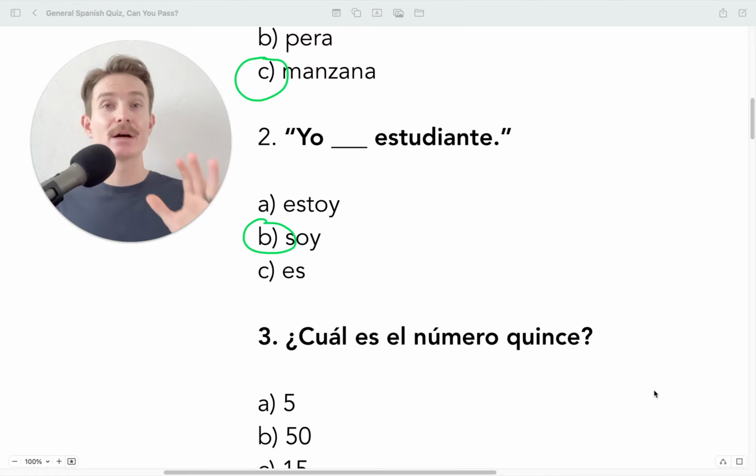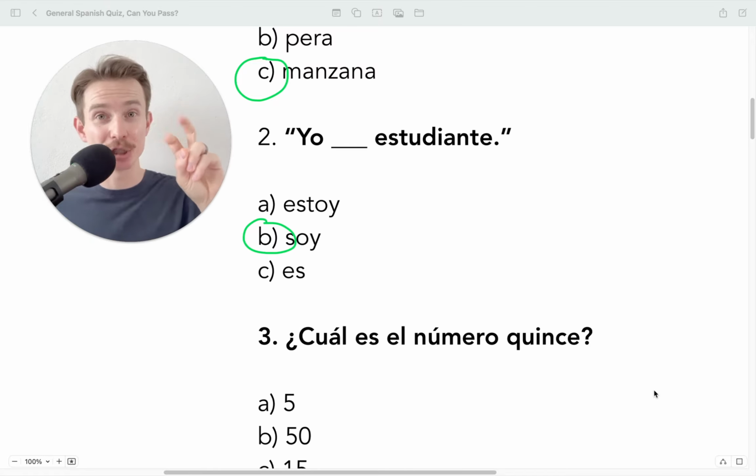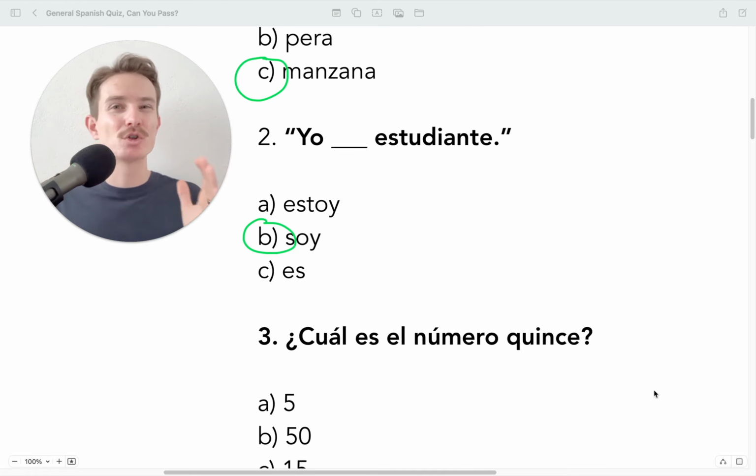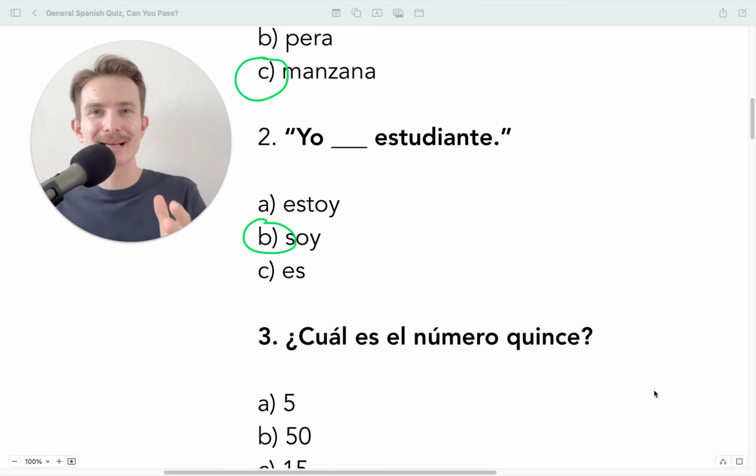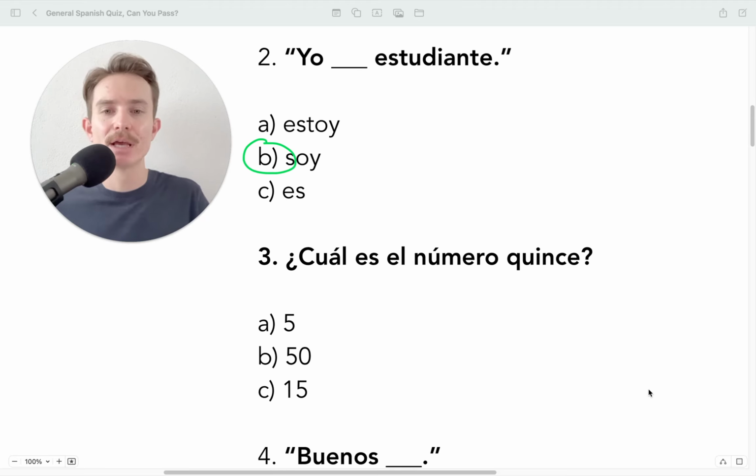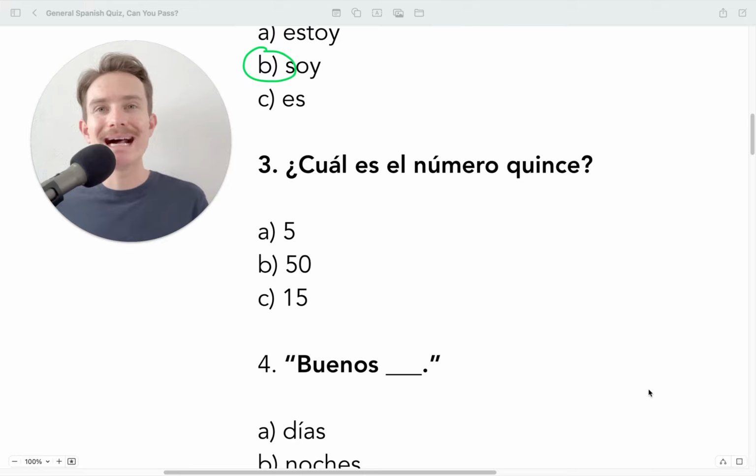In this case, we'll use ser as a permanent thing because it's technically my job to be a student. So yo soy estudiante. It's tricky because many times ser and estar fall into a gray area. You could argue, okay, but you're a student now, but you might not be in the future. However, when it comes to something like being a student, we will use the verb ser.